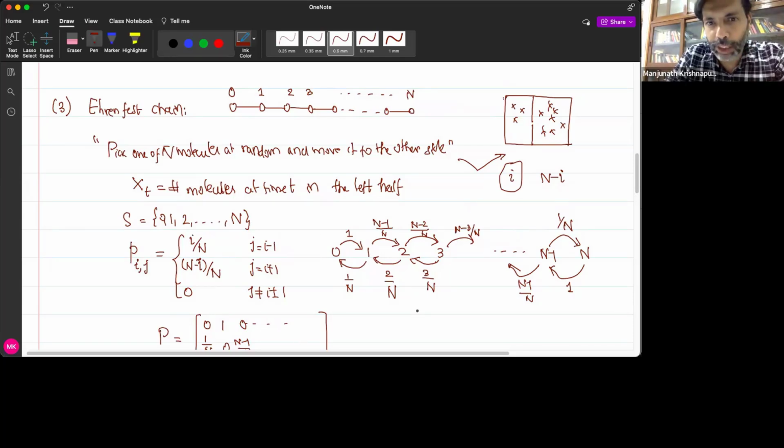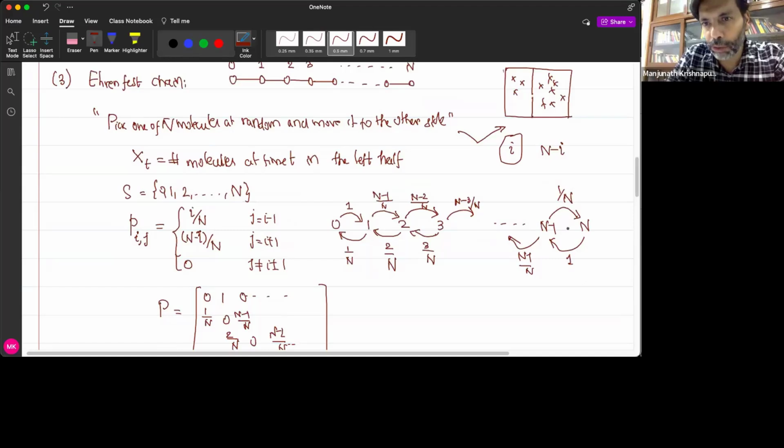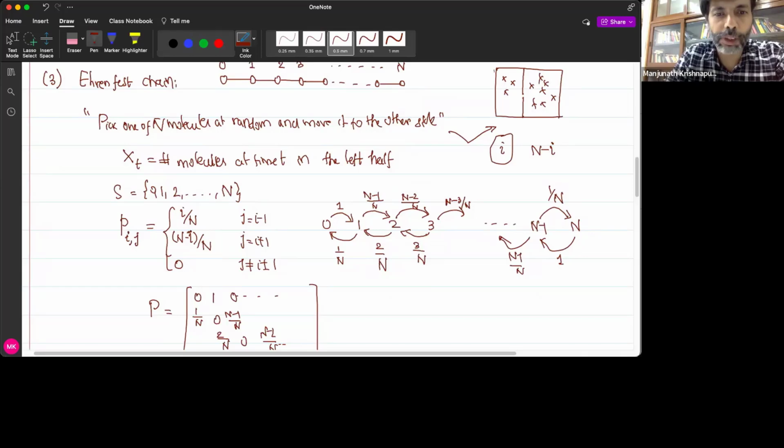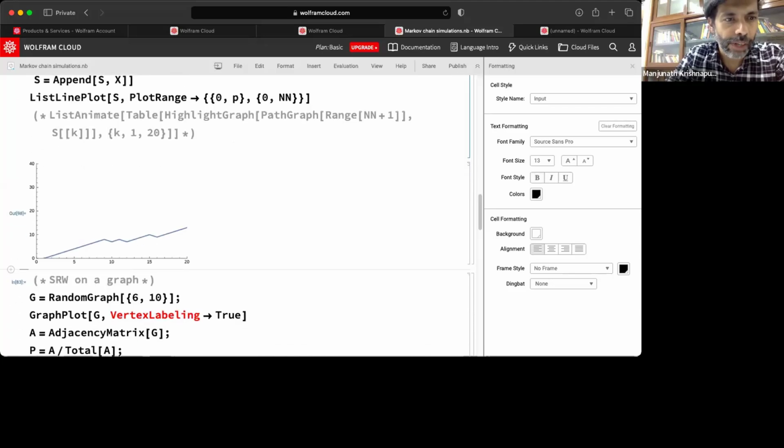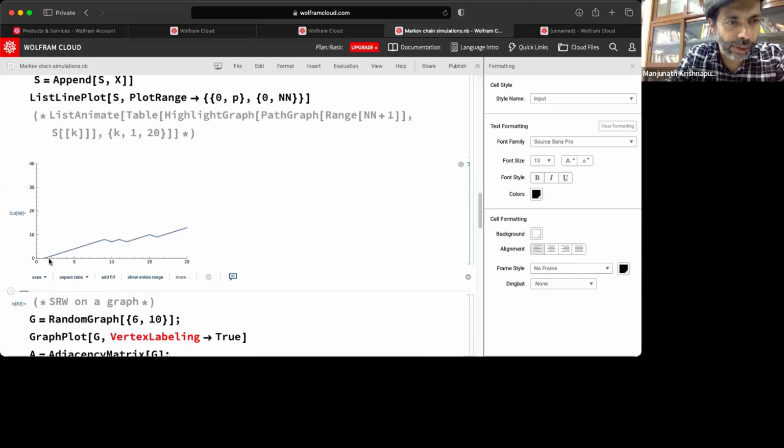And at the end points, from 0 it will always go to 1. From n, it will always go to n minus 1. So what happens to this chain? The motivation is coming from this gas example. Here is an illustration of that Ehrenfest chain where I have taken n to be 40, and I run the Markov chain for the first 20 steps starting from location 0. This is time, and this is the states. The states are 0 to 40.